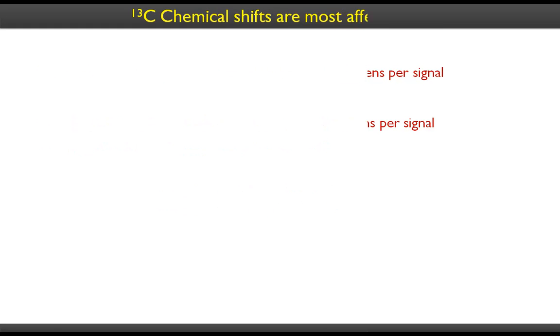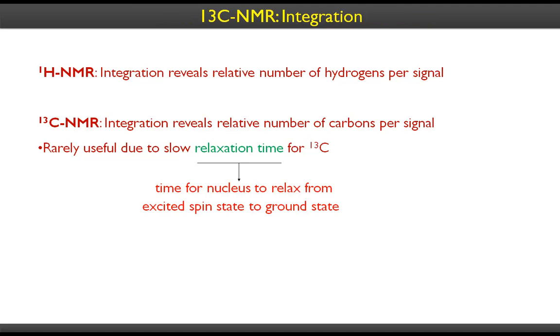So this is a summary of our discussion so far. The proton NMR integration reveals the relative number of hydrogens per signal. In other words, the area under the peak is proportional to the number of hydrogen nuclei. The C13 NMR integration is not as reliable, so you have to be careful in doing that.